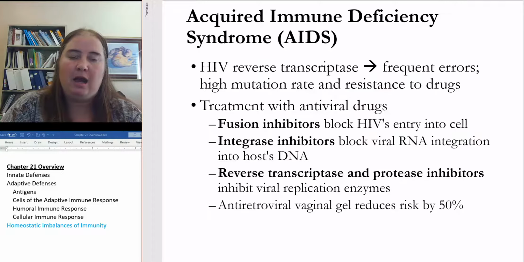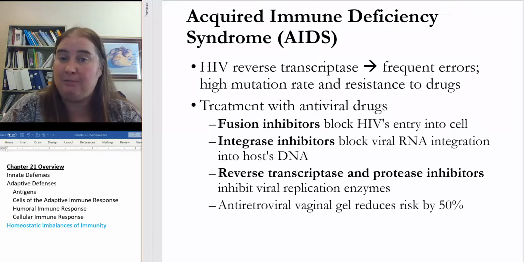They treat with integrase inhibitors. This blocks the viral RNA integration into the host's DNA so that that RNA doesn't become a permanent fixture to that CD4 cell. It has reverse transcriptase and protease inhibitors that inhibit the actual replication of the virus itself. So you can see because it has all of these safeguards.